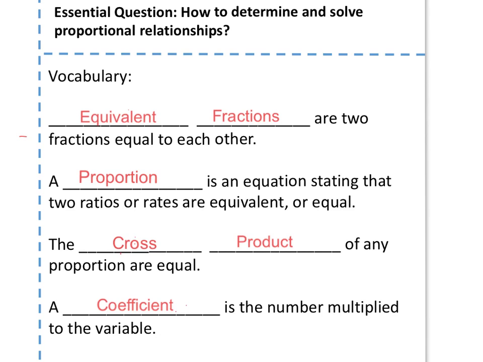The cross products of any proportion are equal. So cross product is when we are multiplying diagonally. And a coefficient is the number multiplied to the variable.